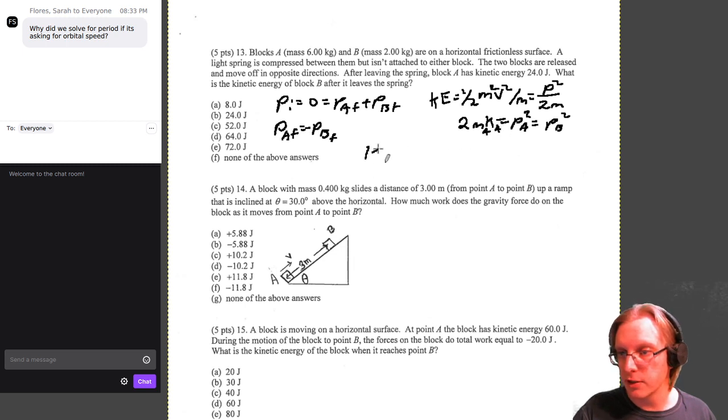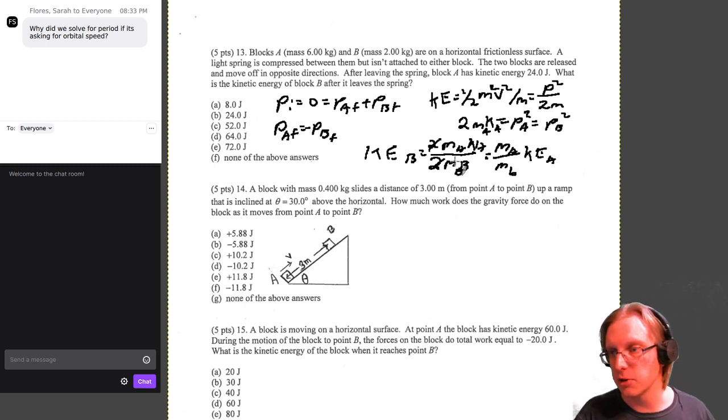So now we need kinetic energy of B, which is equal to P squared divided by 2mb. The 2s cancel, that's the mass of B, mass of A, kinetic energy of A. That goes away, that goes away. So we end up with mass of A divided by mass of B times the kinetic energy of A. There we go. Let's plug and play on that. That's a nice friendly equation there.